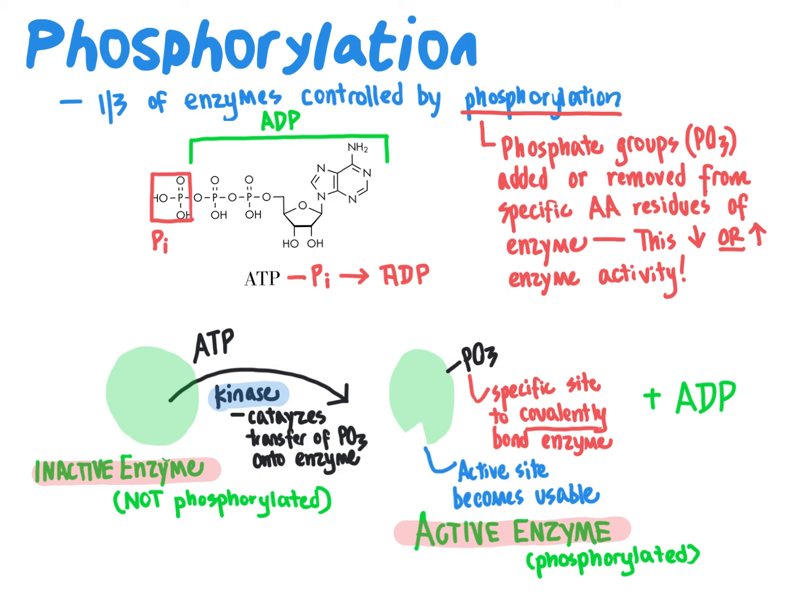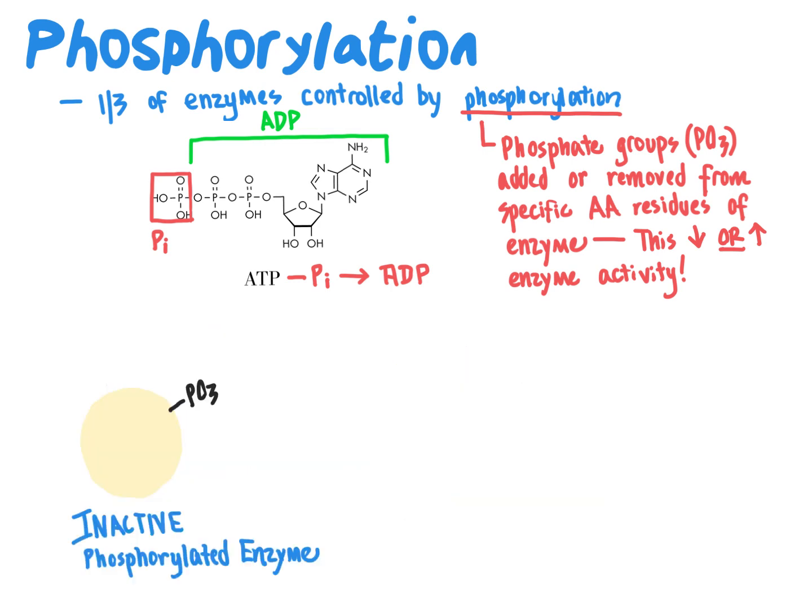Now we've just looked here at a case where phosphorylation results in creating an enzyme that is active. There are also scenarios where dephosphorylation, the removal of a phosphate group from an enzyme, is required in order to activate the enzyme. This is very specific on a case-by-case basis for different enzymes. Let's take a look at that process of going from a phosphorylated enzyme that is inactive to a dephosphorylated enzyme that is active. We start here with an inactive phosphorylated enzyme.